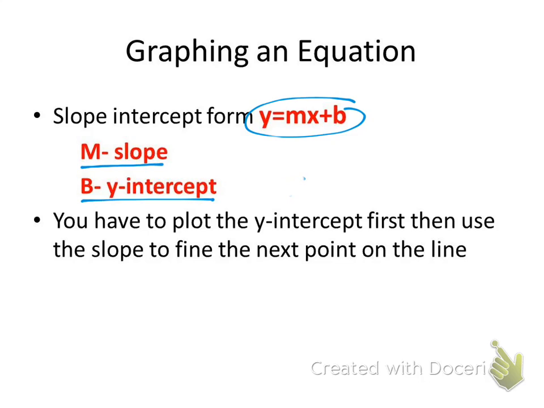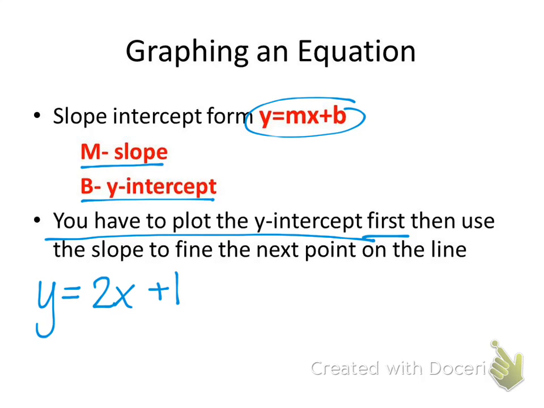So for an equation to be in slope-intercept form, I've got to know 2 things. I've got to know the y-intercept, and I've got to know my slope. Those are the 2 main things that you have to know, okay? And in order to graph a line using slope-intercept, you have to graph the y-intercept first, and then use my slope to find the next point. So let's say this was an equation: y equals 2x plus 1.